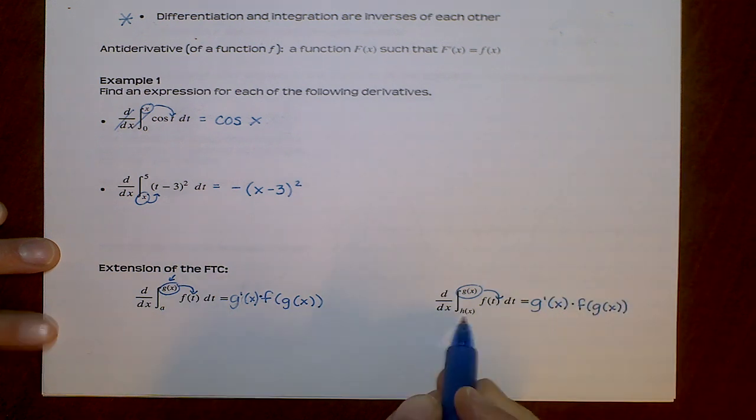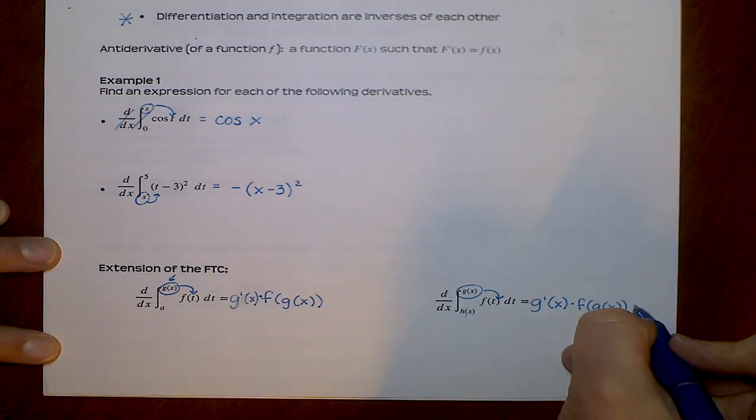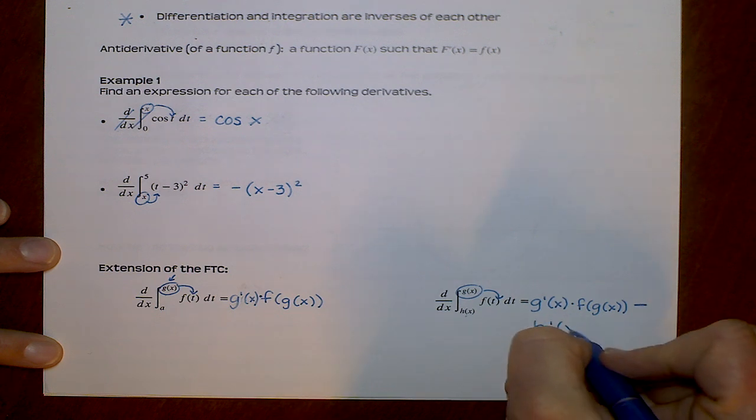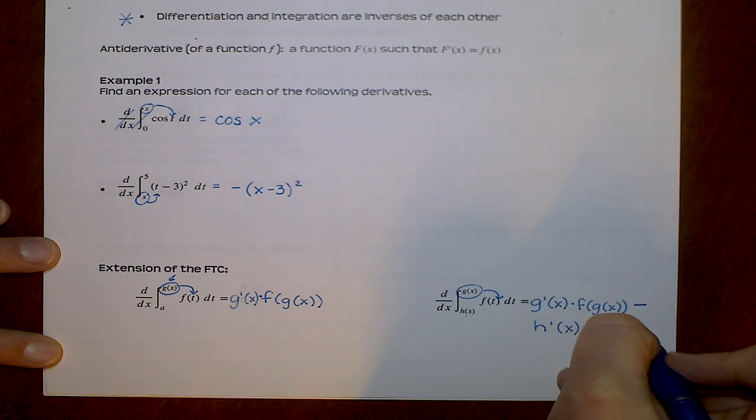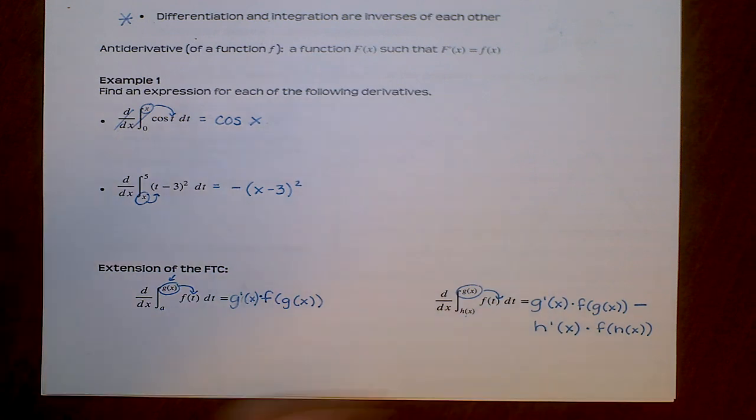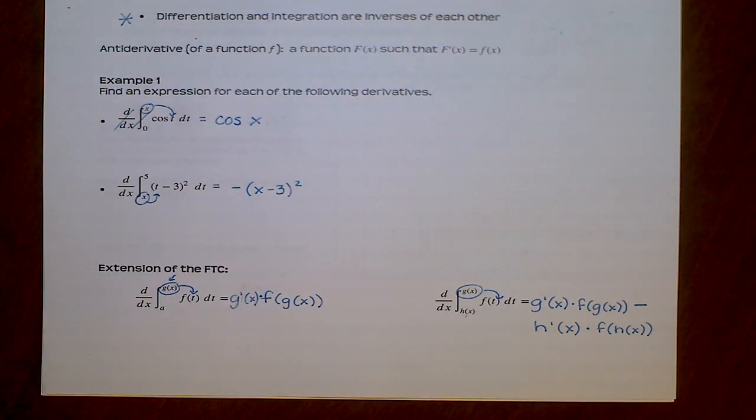But then we're going to subtract the same type of expression with the h of x. So we're going to say minus h prime of x times f of h of x. And the explanation for that really involves the fact that we're taking the difference between the two areas to find the area in between these two functions. But I'm going to skim over that for right now because I think that'll sink in a little bit better once we get to the second part of the fundamental theorem.